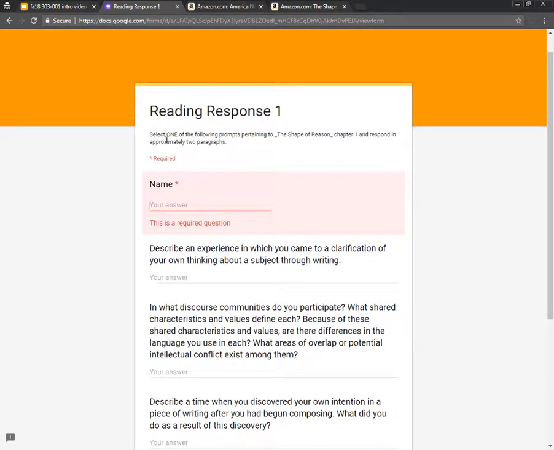But you can see from the instructions, it says select one of the following prompts pertaining to the Shape of Reason, Chapter 1. So you don't need to do them all. You just need to pick one. A couple of folks will still do them all. That's fine. There's no problem with that. But I'm only going to look at one. And respond in approximately 2 paragraphs.